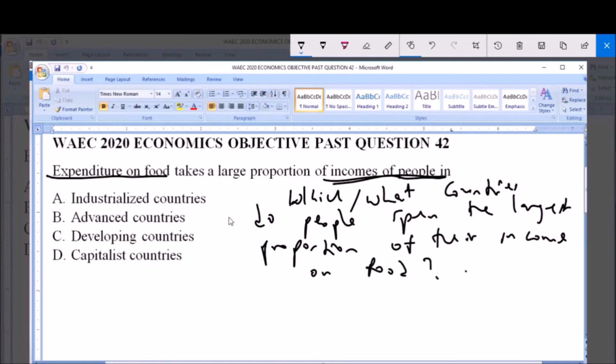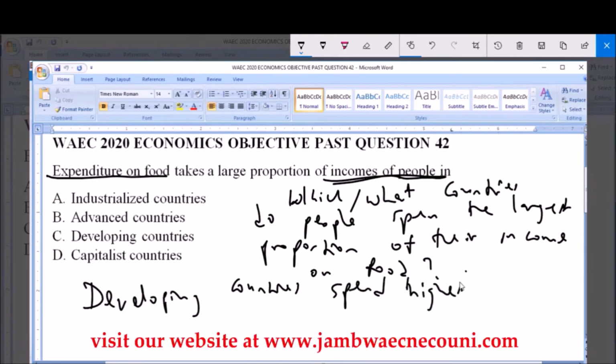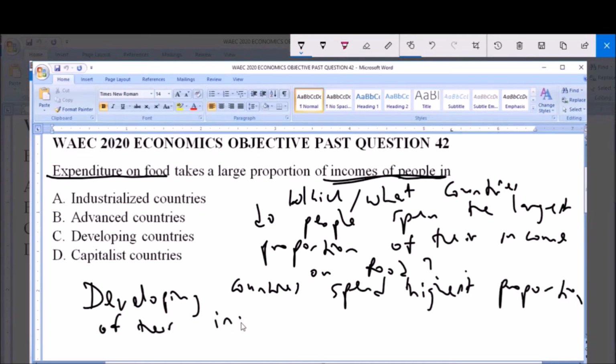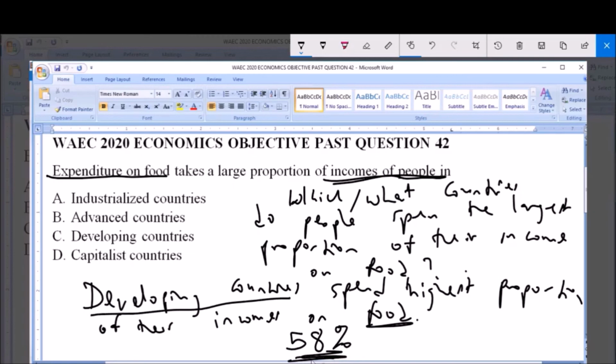So amongst these options, developing countries spend the highest proportion of their incomes on food. In fact, from recent statistics, there are countries, developing countries specifically, that spend up to 58% of their incomes on food. So as we have established, the correct answer is C, developing countries.